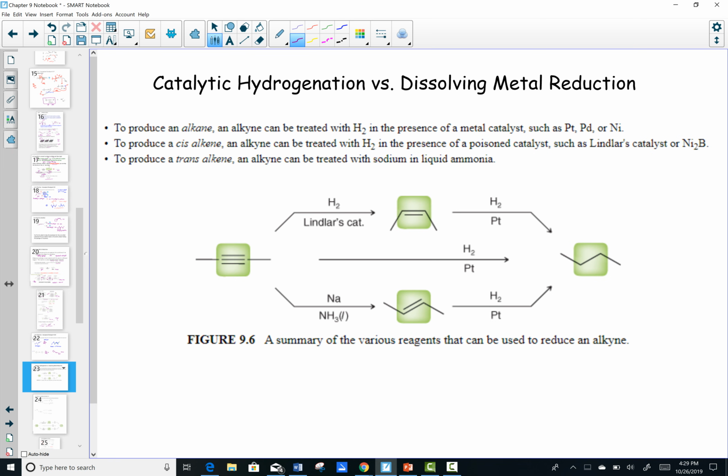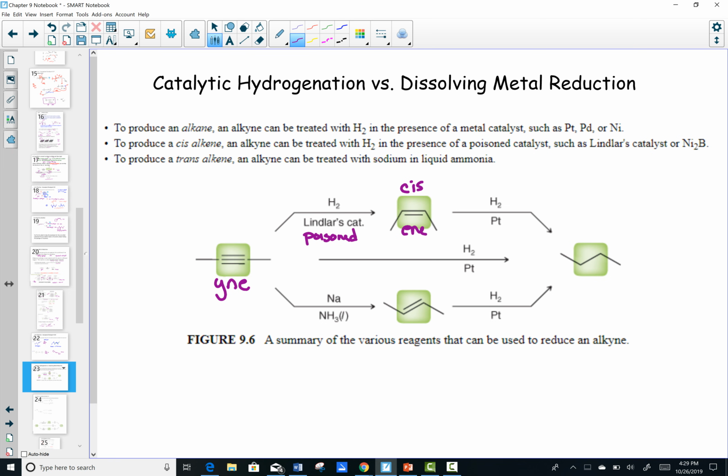If we add hydrogen to an yne, the triple bond, in the presence of this poisoned catalyst known as Lindlar's catalyst, or you could use a nickel boride catalyst, it's the same effect, you end with your cis-ene configuration. End of story, it stops.